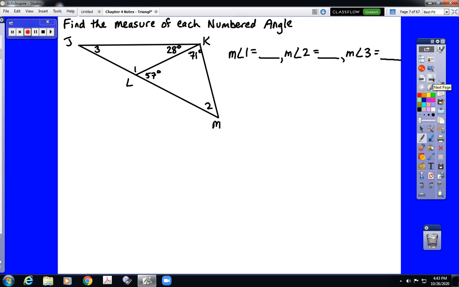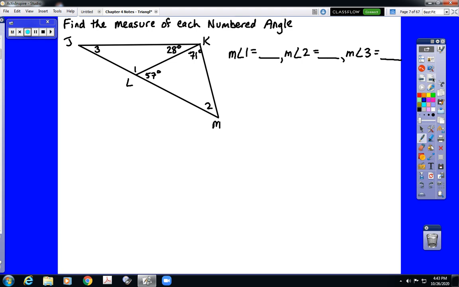Okay, so that rule combined with the vertical angle theorem, which says that vertical angles are always congruent, and the supplement theorem, which says that linear pairs always add to 180 degrees, can be combined into problems like the one that is currently on the screen, which asks us to find the measure of each numbered angle.